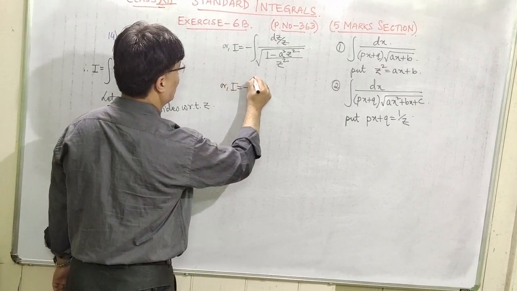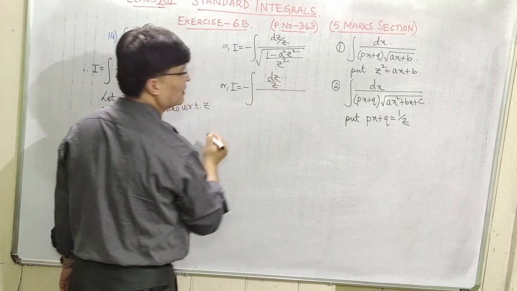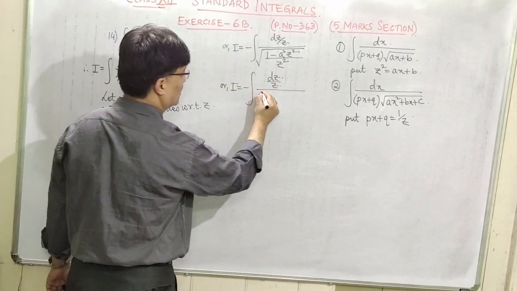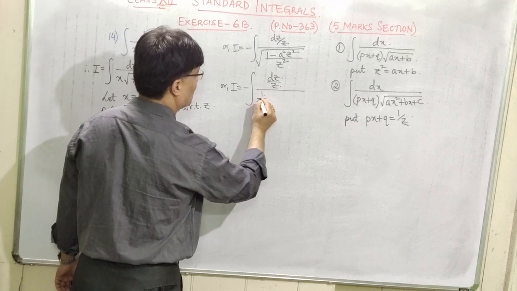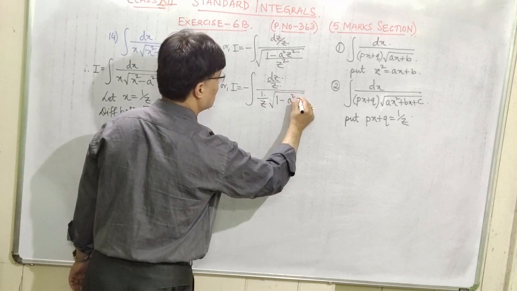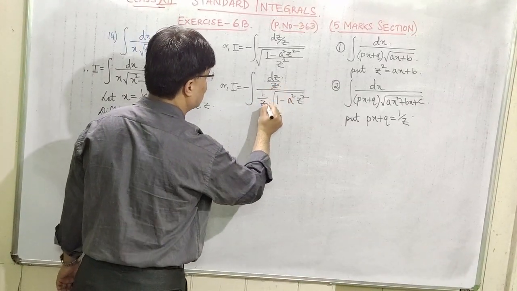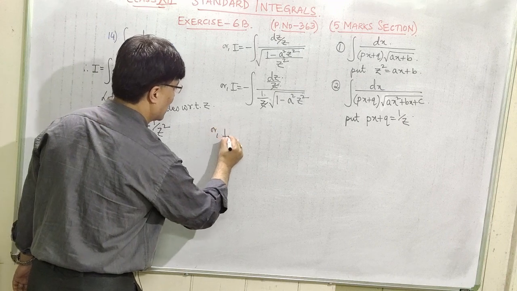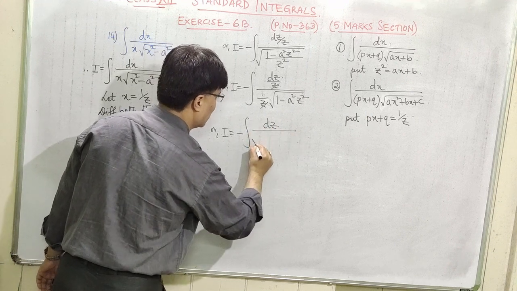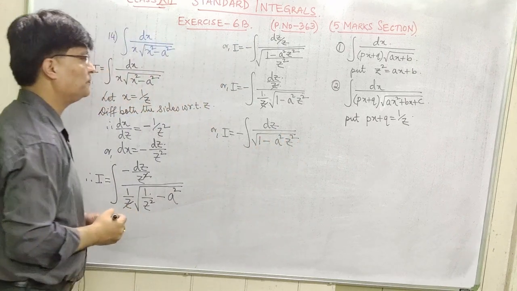I is equal to minus integration of dz upon z divided by, in the denominator, this z squared upon z squared can be taken outside the square root. That is 1 upon z within the square root 1 minus a squared z squared. Now again this z will be cancelled. So I is equal to minus integration of dz divided by the square root of 1 minus a squared z squared.